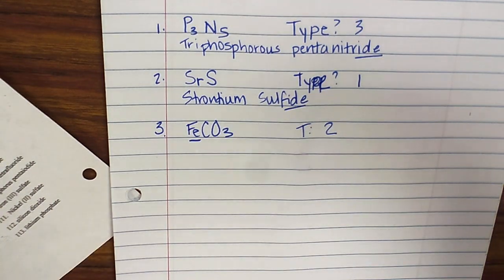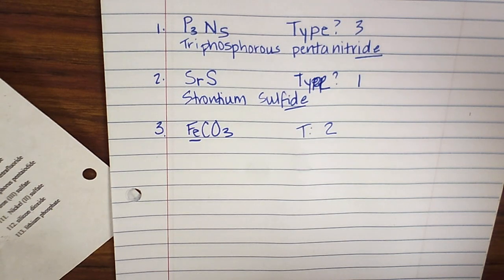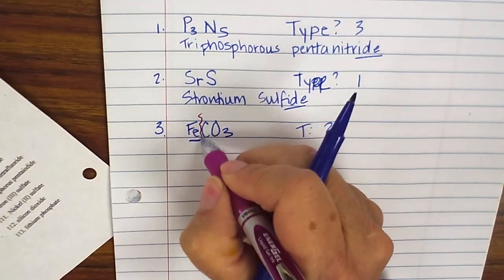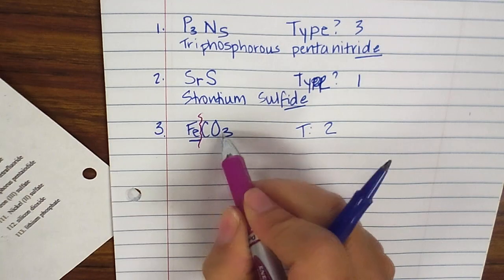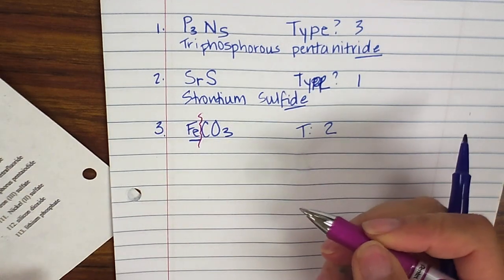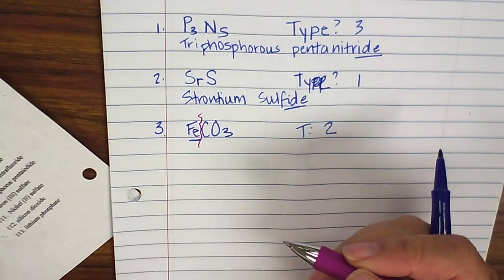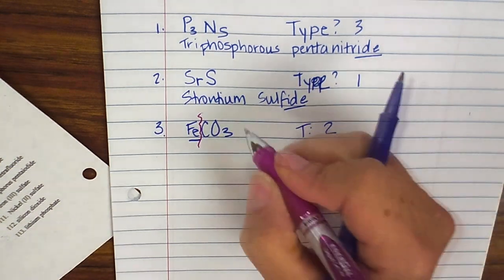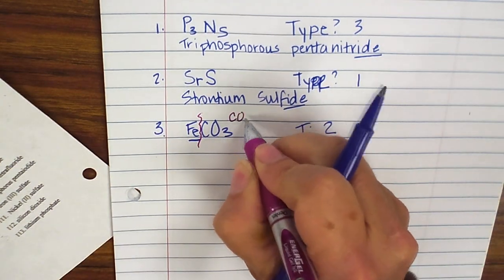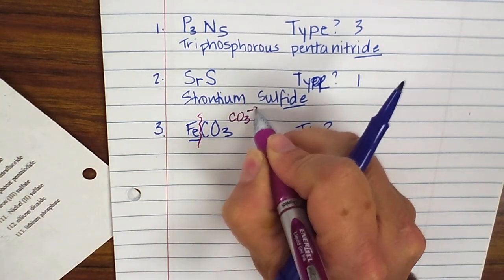So that means I'm going to need to know what the charge is on my type 2. Like, what's the charge on that iron? So I'm going to divide this, and I'm going to look at my anion, which is CO3. So I go to my polyatomic ion sheet. When I look it up, I see, oh, CO3 is a -2.